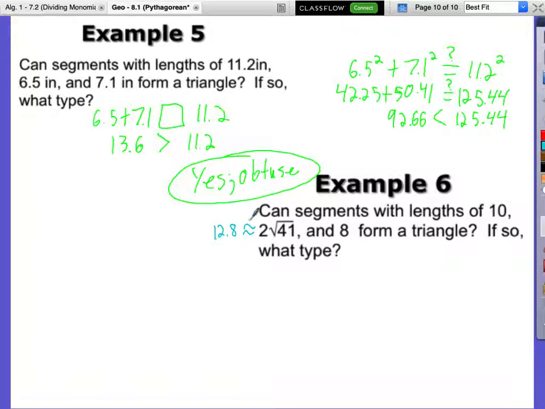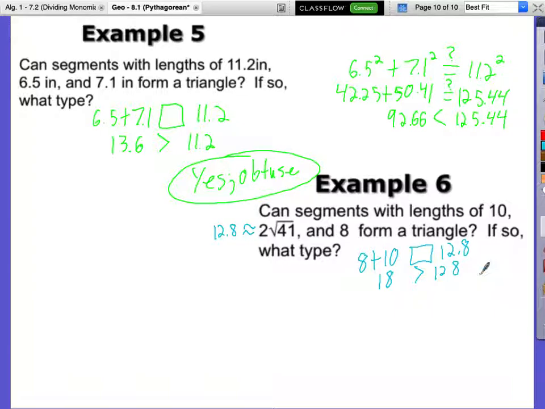So to check to see if this is a triangle at all, what two sides are we going to add together? 8 and 10. And we're going to compare that with 2 times the square root of 41, which approximates to 12.8. What's 8 plus 10, and what does that compare to 12.8? Bigger. So does this make a triangle? Yes. Now we need to figure out what type.